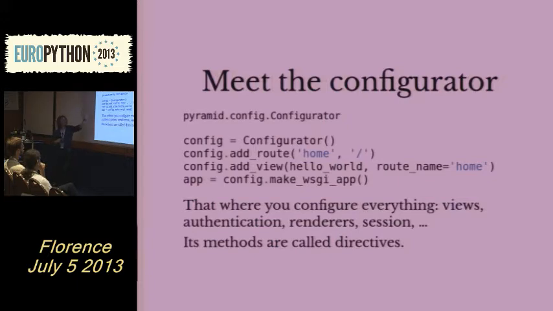And there are a lot of these methods, which are called directives in Pyramid, that enable you to add and configure a lot of stuff in your application. They configure views, authentication, renderers, template renderers, sessions, and everything that can be done in Pyramid.